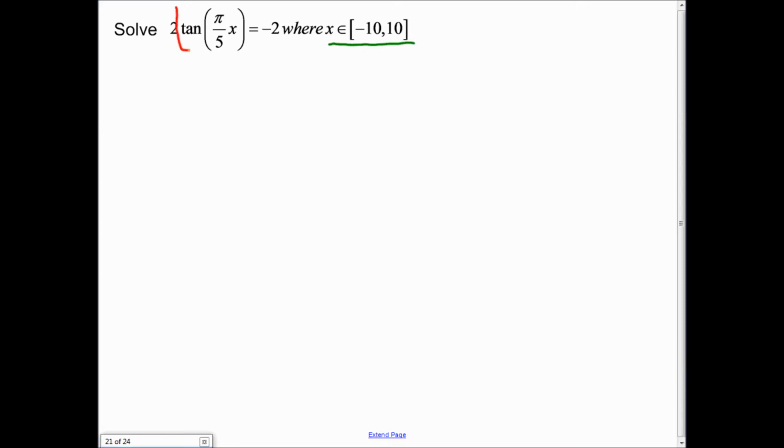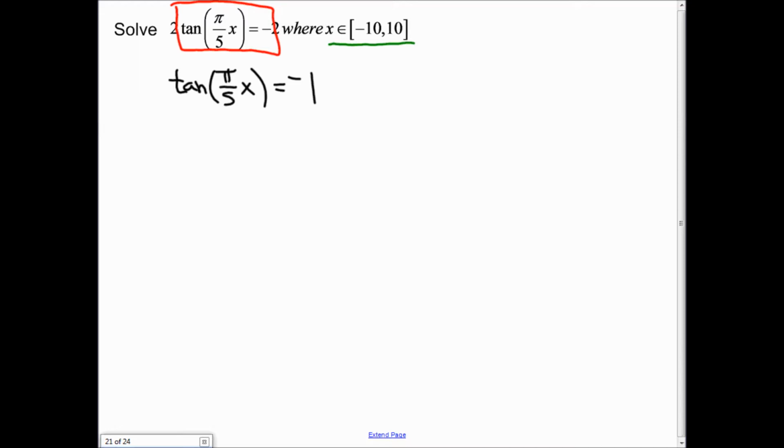Now this time you'll notice that we're working with the tan function. So we're going to try to isolate the tan function as much as possible, okay? And so we'll notice that there's a 2 multiplying the tan, and so we'll just get rid of that by division. So we'll end up with tan of pi by 5 times x is equal to -2 divided by 2 being -1. And so now we need to look for all of the values of an angle along our standard unit circle that give us -1.